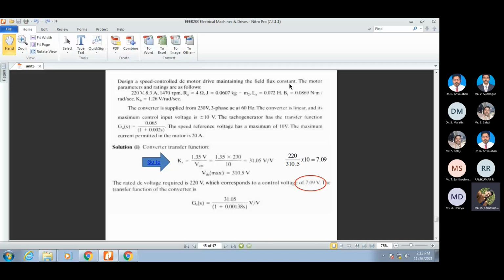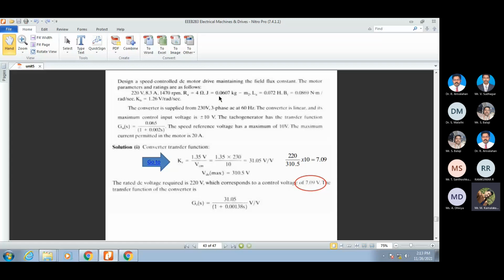Always we will go for armature voltage control rather than field flux control, so that the field flux is maintained constant here. The motor parameters and ratings are: it's a 220 volt motor with 8.3 ampere, 1470 RPM. The armature resistance is 4 ohms.